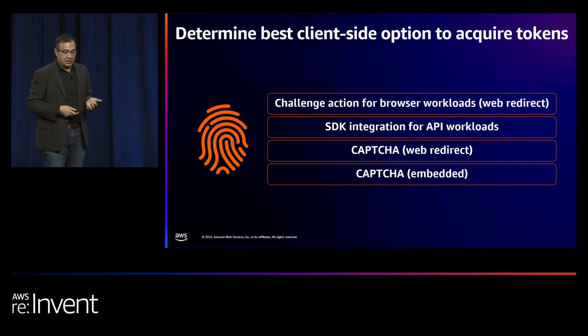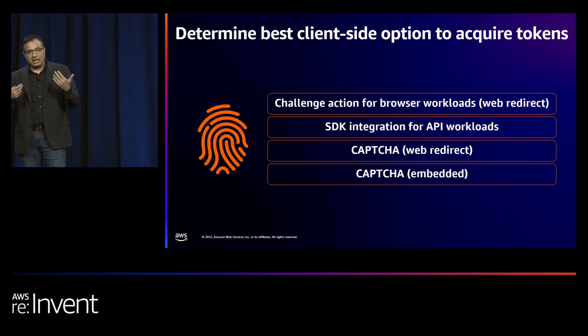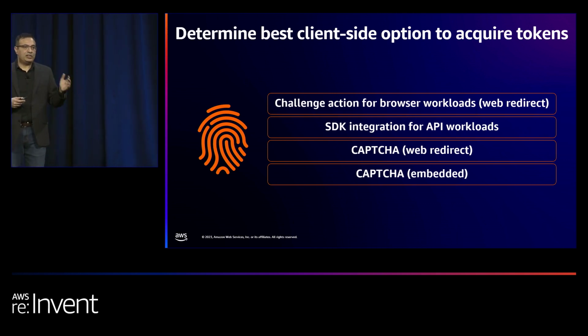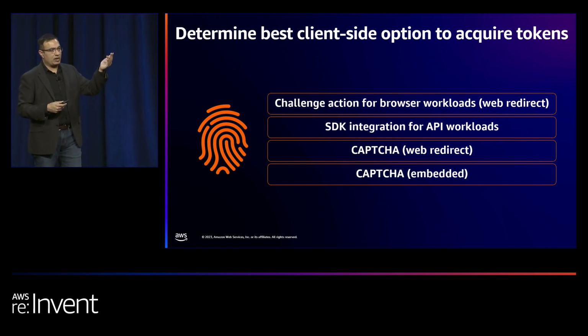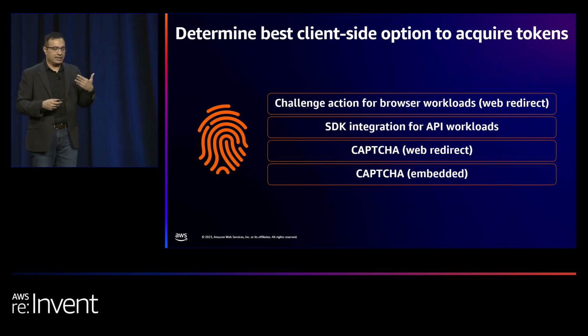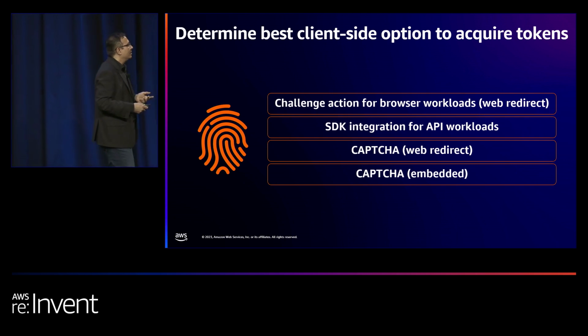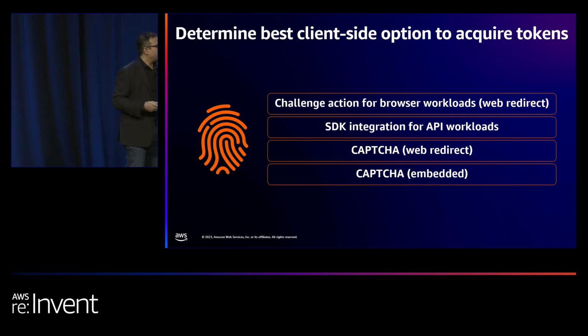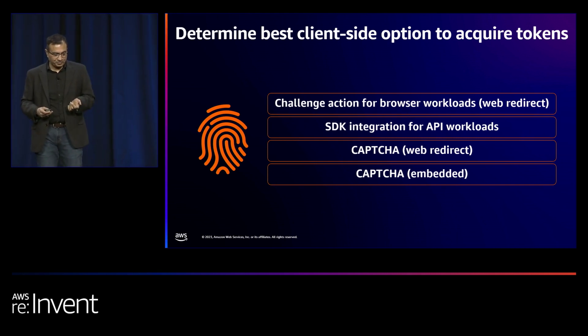We recognize that a redirect is not suitable if you have a POST workflow or an API workload. In those situations we have an option of an SDK which emulates the same thing, but does it a little differently. It directly goes to AWS WAF and acquires the token and proves who it is. So we have an SDK. And then we have CAPTCHA in 2 flavors. One is a web redirect, and the other one is embedded using a JavaScript API for single page applications or iframes.